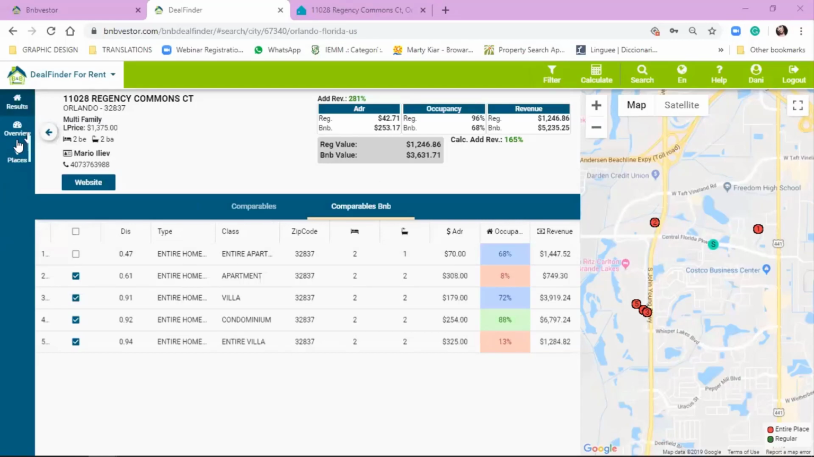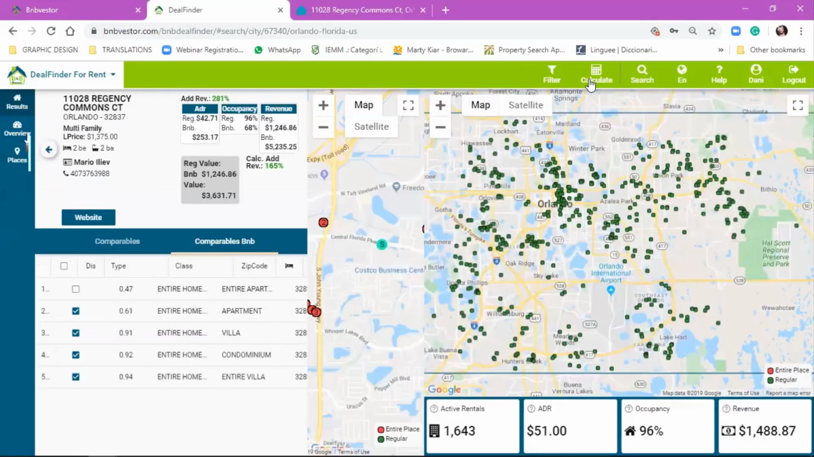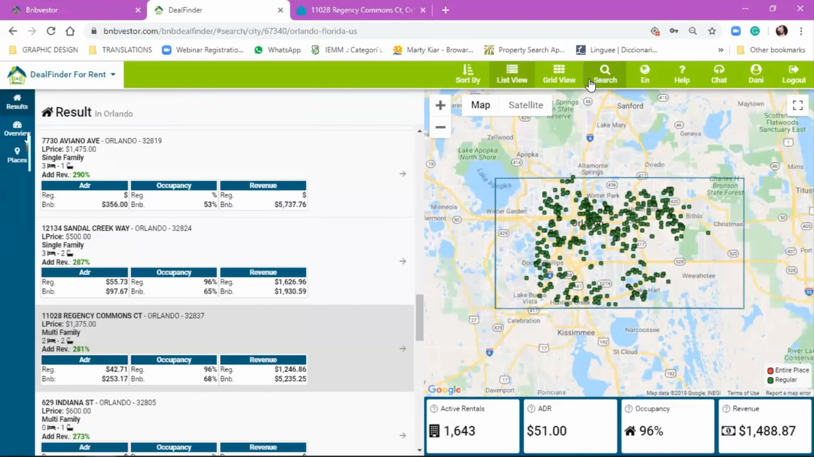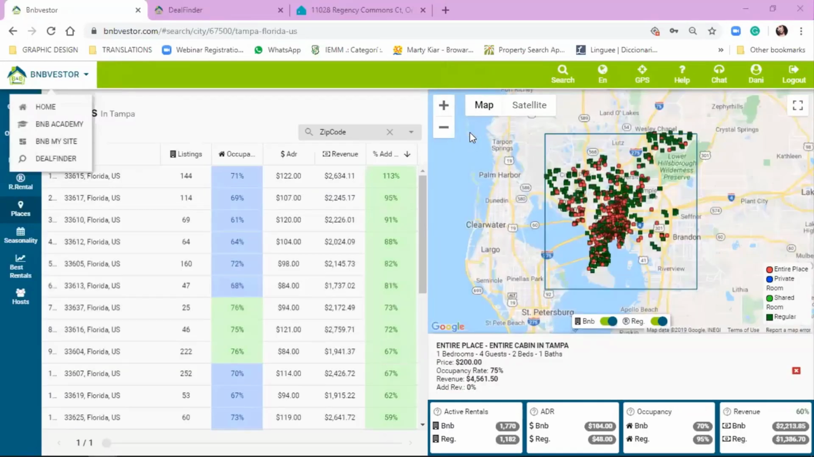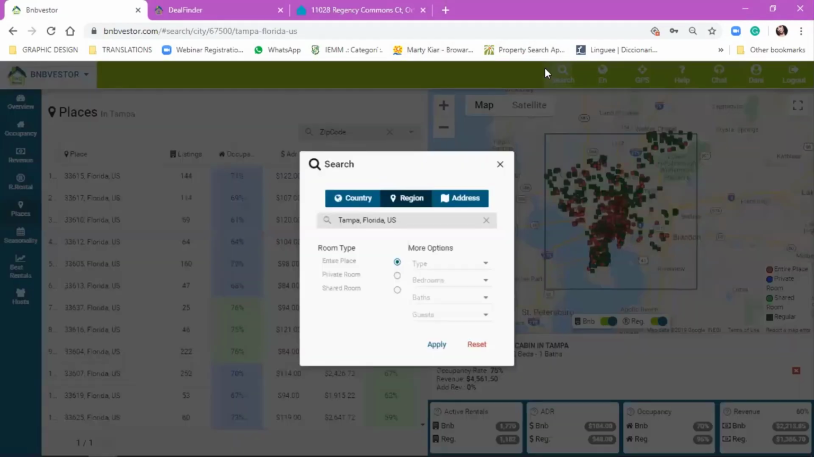Okay, so I'm going to go back, and since this seminar is for both Orlando and Tampa, I want you to give me some examples so that we can take a look at some areas to see if the properties are good to rent, and analyze a specific area in our Bnbvestor page. Okay, I have a zip code over here. I'm going to click search. In region, I'm just going to put in the zip code.